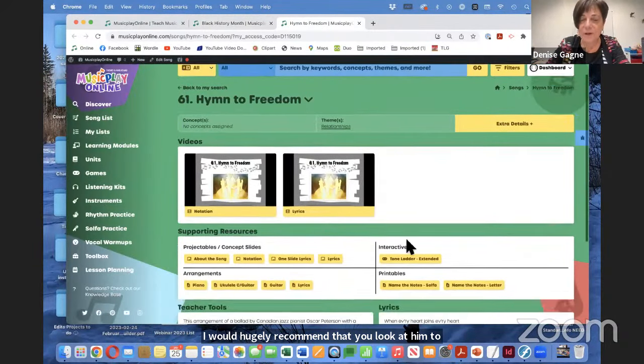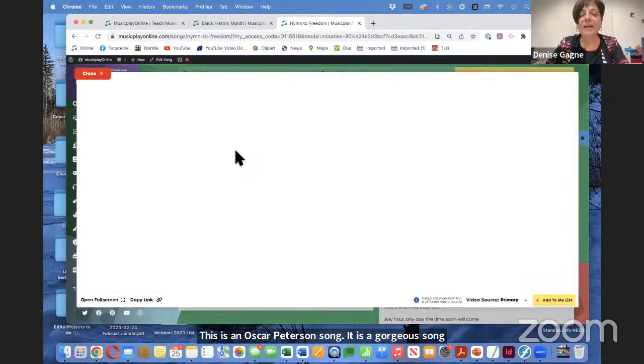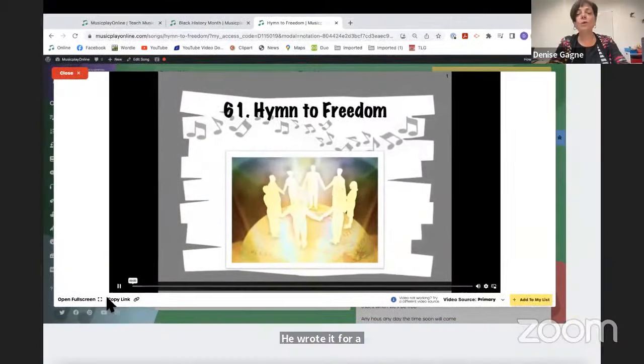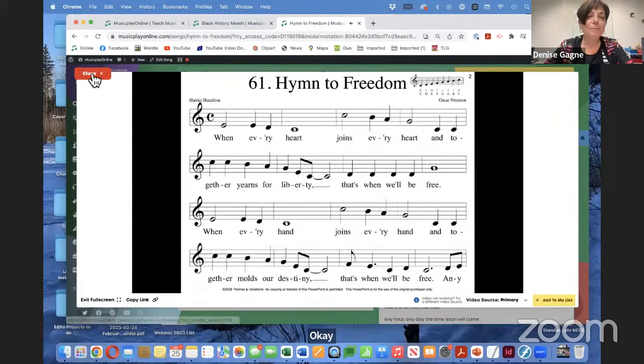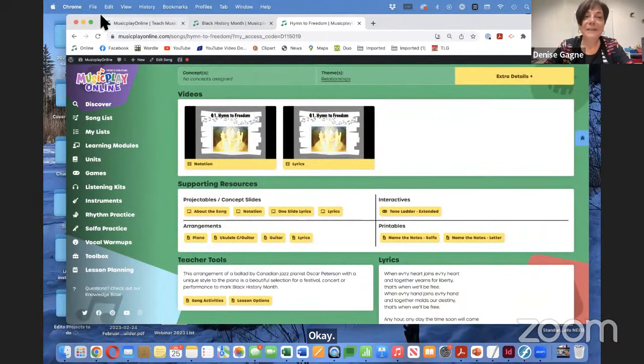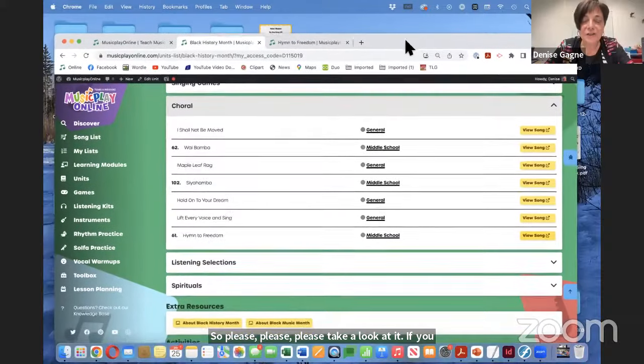This is an Oscar Peterson song. It is a gorgeous song. He wrote it for a Finnish festival, and it's sung worldwide. Everybody should know this. Our own Morgan McKee played the piano for this. I think it's one of the most beautiful choral pieces we have on the website. So please, please, please take a look at it. If you don't do it this year with your choirs, think about it for next year, because it's just gorgeous.